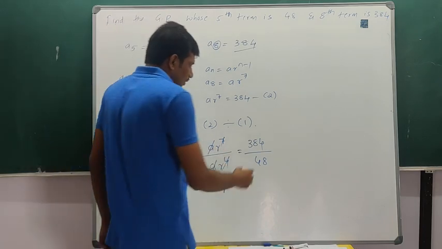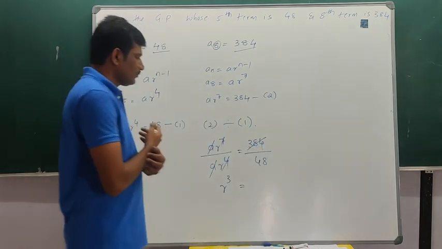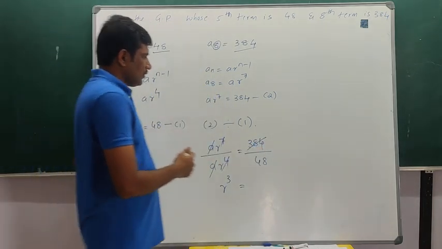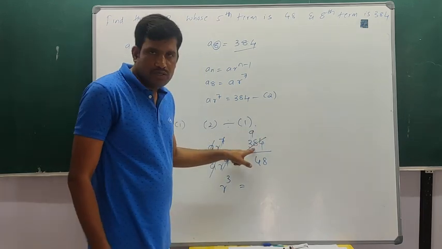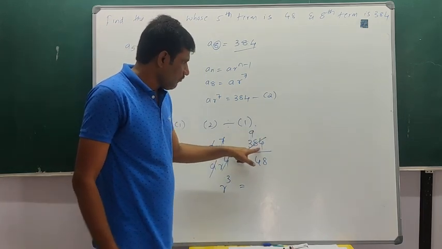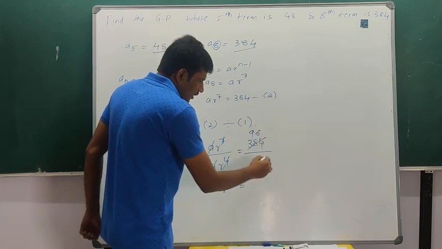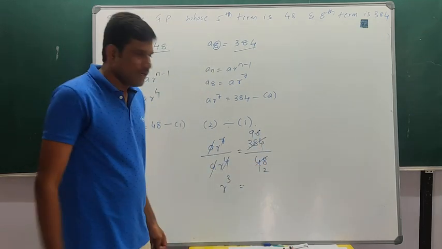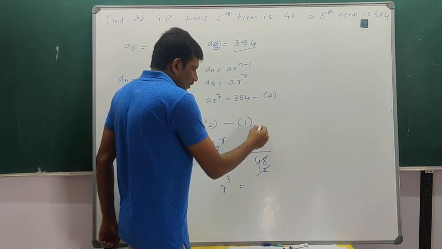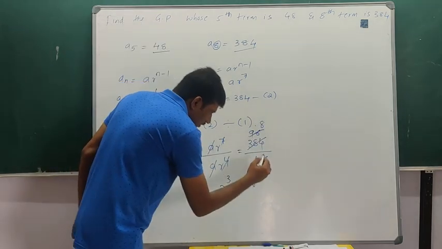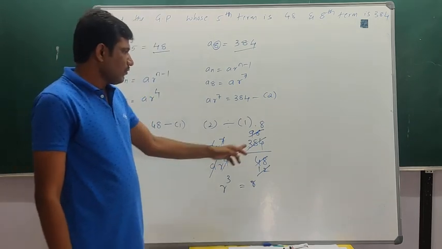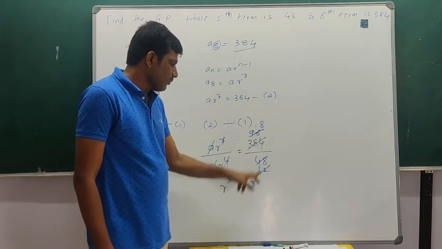Now see here, 384 divided by 48. 4 9s are 36, so 2 is left here. 4 6s are 24. Similarly 12 1s are 12, 8s are 96. So therefore R cube is equal to how much? 384 divided by 48 is 8.